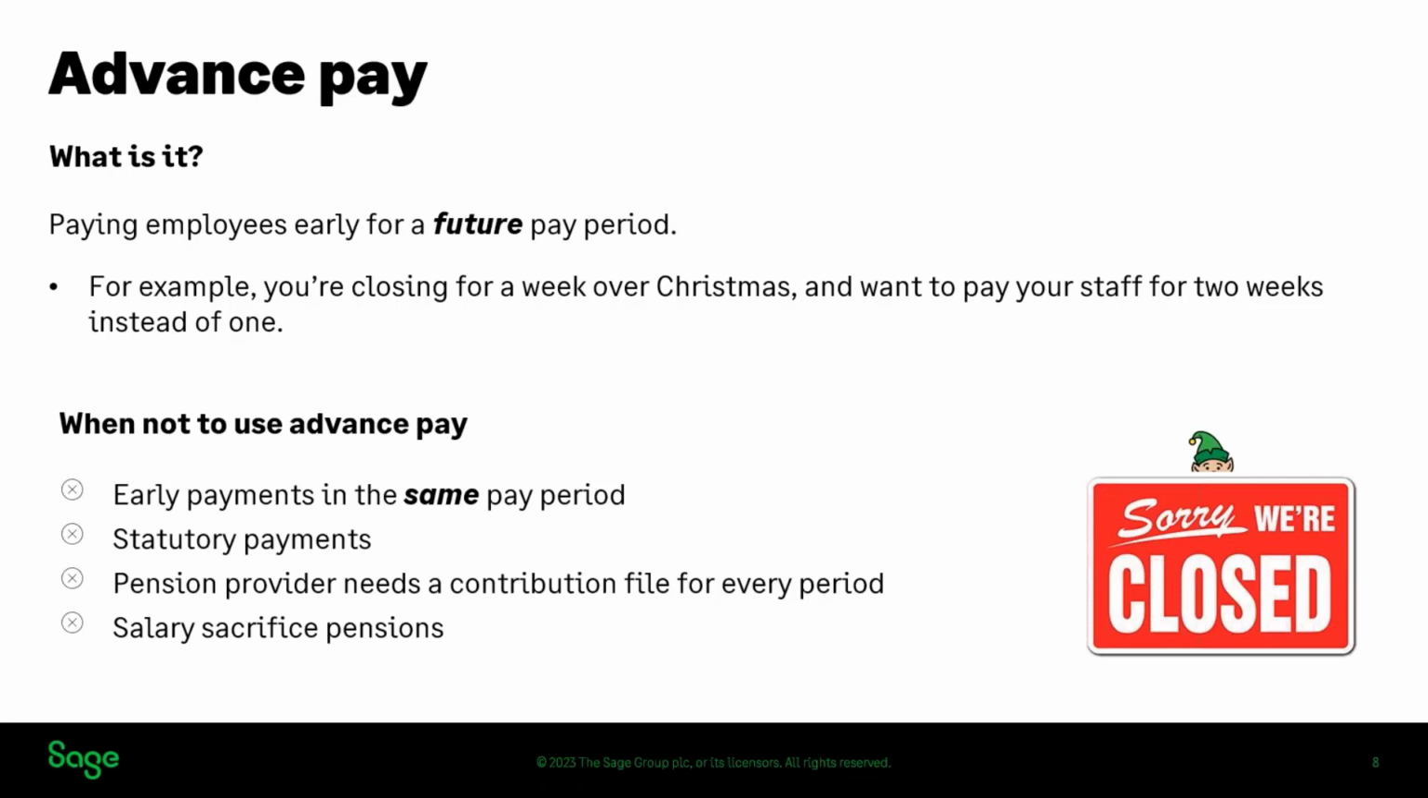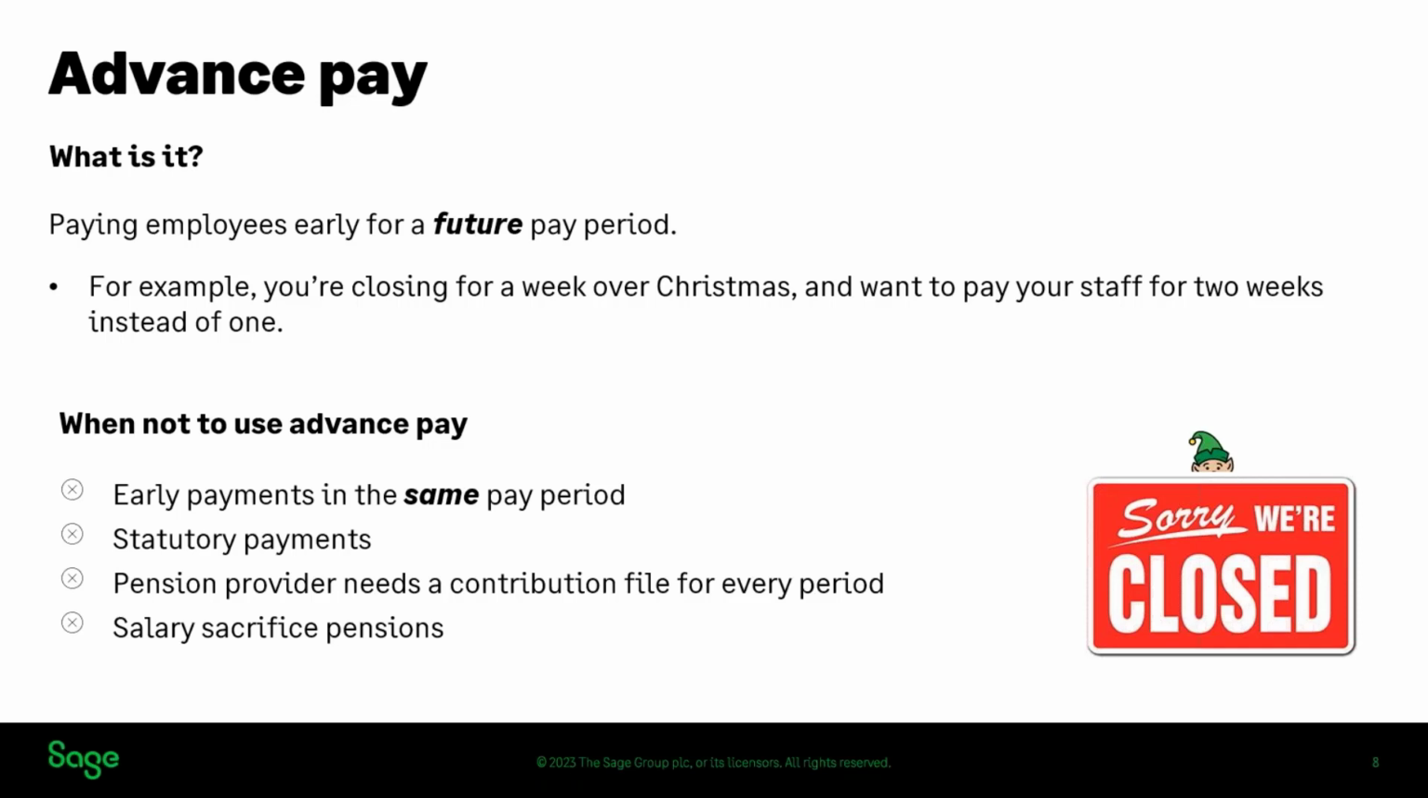So I've got 4 reasons not to use advance pay. And the first one is if you're making an early payment, but it's in the same pay period. So classic example over Christmas is if my monthly pay date is the 25th of the month. Obviously the 25th of December is Christmas Day, it's a bank holiday. And often businesses will decide to pay their staff a little earlier than usual at Christmas. But the latest guidance from HMRC is to report your regular pay date, so in this case the 25th, on your FPS, as this will protect your employees' entitlement to any universal credit that they might be claiming.